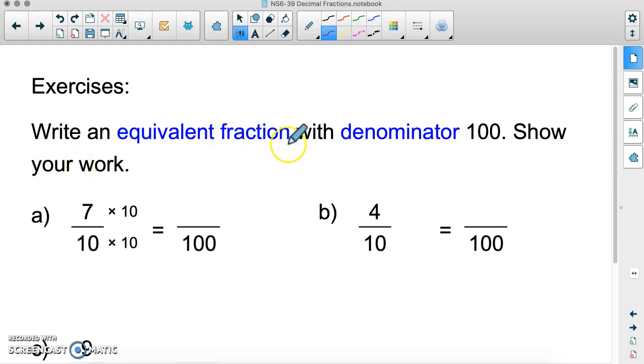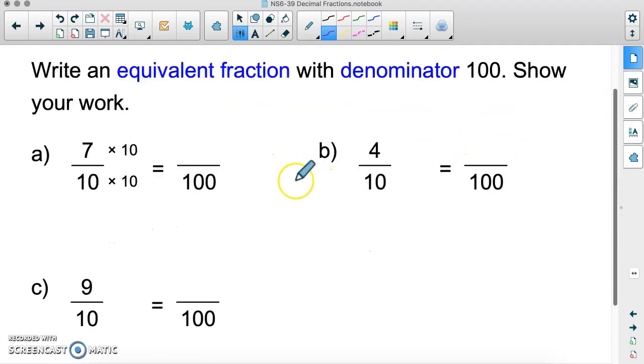Now I want you to write an equivalent fraction with the denominator of 100, and you're going to show your work. For A, I've got it started here for you. You have 7/10. Well, how do you make 10 into 100? You need to multiply by 10. So if you're multiplying the denominator by 10, you have to multiply the numerator by 10. So 7 times 10 is going to equal 70. So we can say then that 7/10 is equal to, or equivalent to, 70 hundredths.